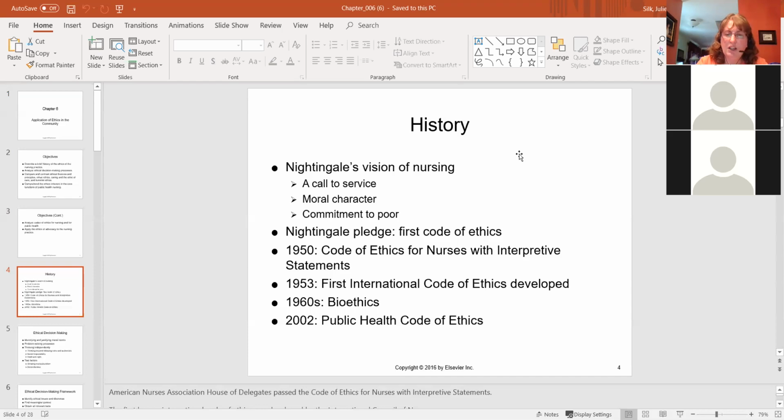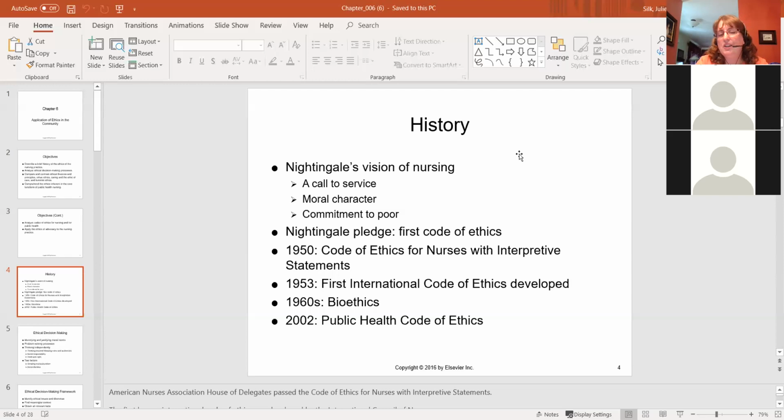This mentions the Nightingale Pledge. When we actually have graduation and we do the pinning ceremony, we actually do the Nightingale Pledge at the pinning ceremony. So this was technically one of the first codes of ethics. The stuff that is said in that is kind of all about ethics.